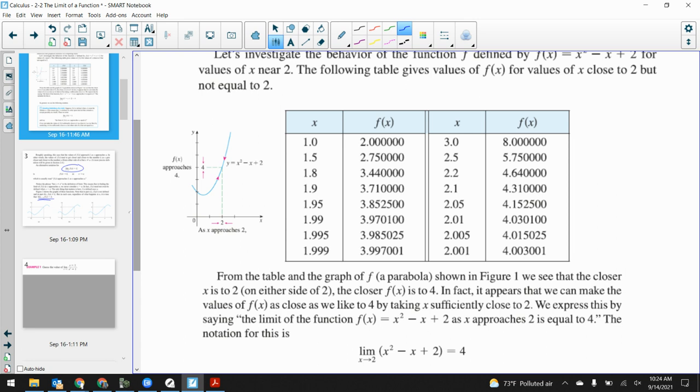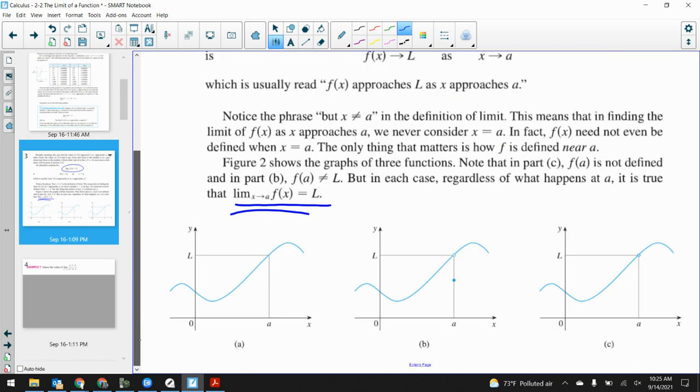We didn't actually care about what was actually happening at 2. We only cared about the things around it and made a decision about the limit based on the things that were happening around it. So that actually means that the function could be undefined at that certain value to be able to tell the limit. Okay? And that's a very important concept. The function may not be defined at that value to be able to determine the limit.